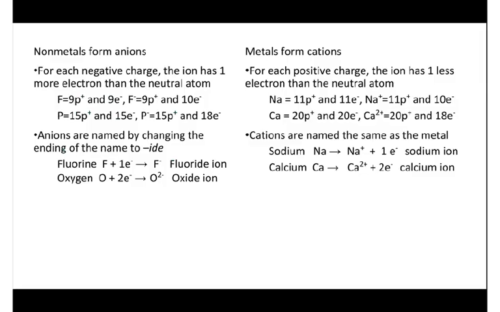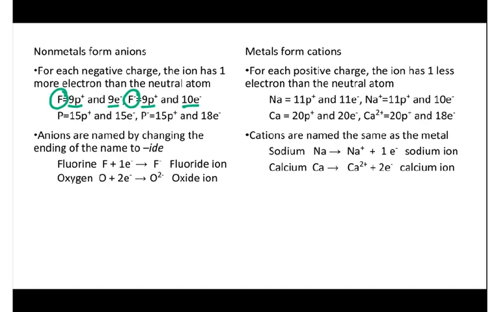For nonmetals, those are the ones that become anions. They are the ones that become negative. And in order to get a negative ion, you have to add on an extra electron. So here we can see that in our atom, we had 9 protons and 9 electrons, and here we had 9 protons and 10 electrons. That would make our fluorine an ion versus fluorine the neutral atom.